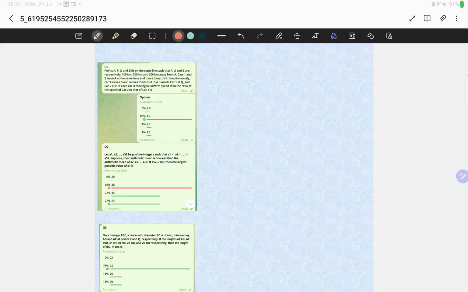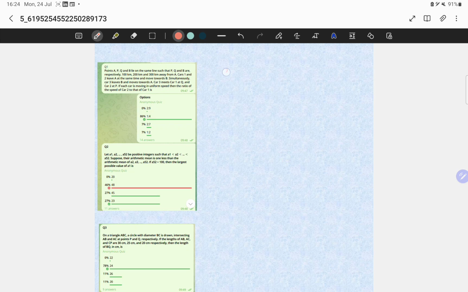Go through all the solutions of yesterday's past CAT question session. Here's question number 1. Points A, P, Q and B lie on the same line such that P, Q, B are respectively at these distances from A. Cars 1 and 2 leave at the same time and move towards B simultaneously.